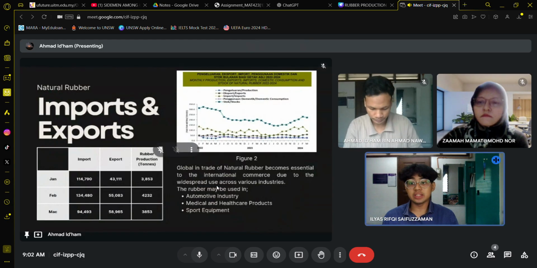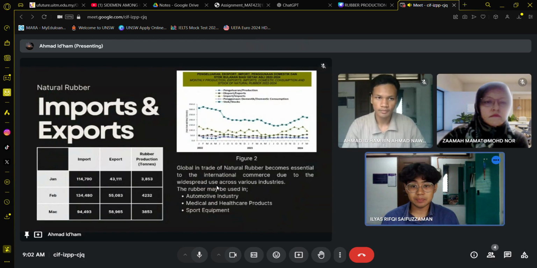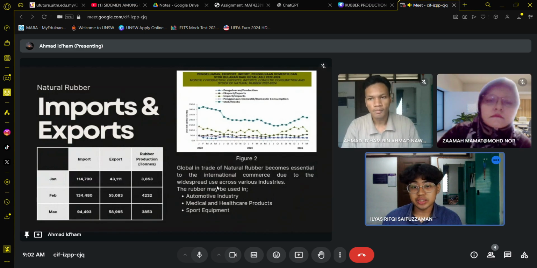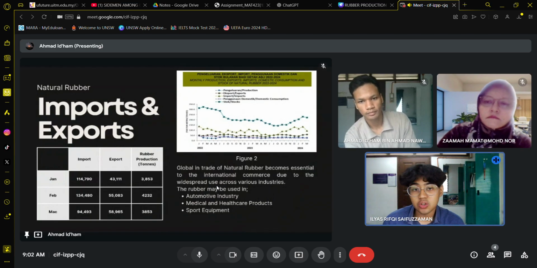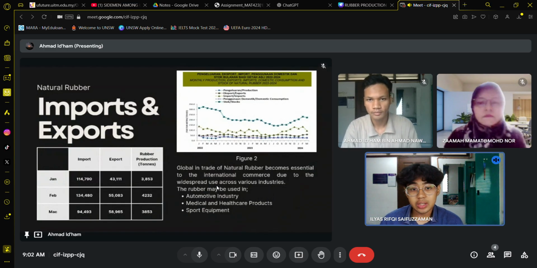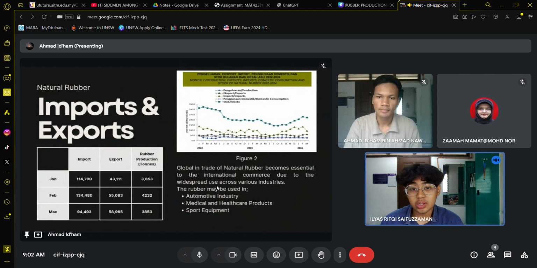Next, I will be presenting the natural rubber imports and exports. So if you can see in the graph on the top right, it shows the production, the exports, imports, domestic consumption, and also the stocks. But right now we'll be focusing more on the exports and the imports. In this graph, it is shown between 2022 and 2024, but we will only focus on the last 3 months at the end of the graph, which is January, February, and March, the first quarter of 2024.